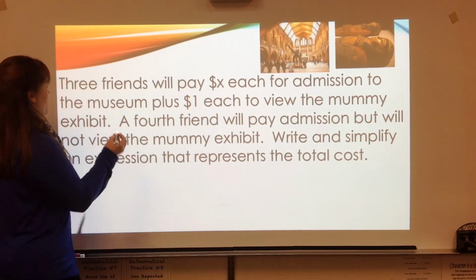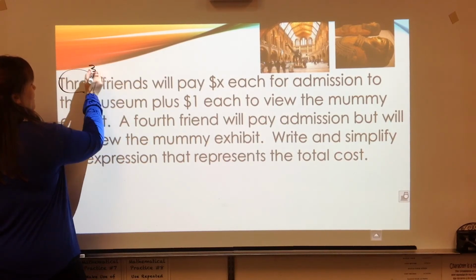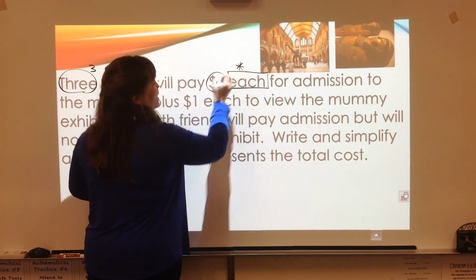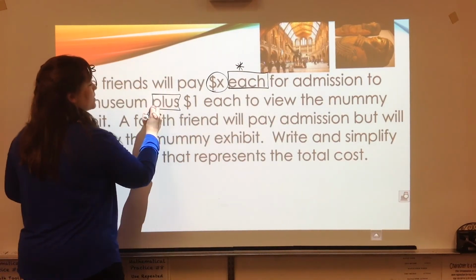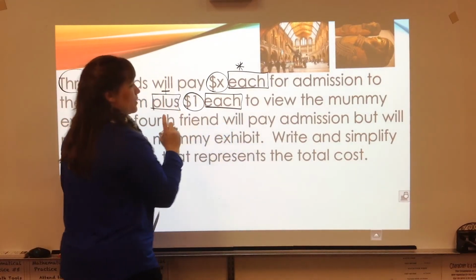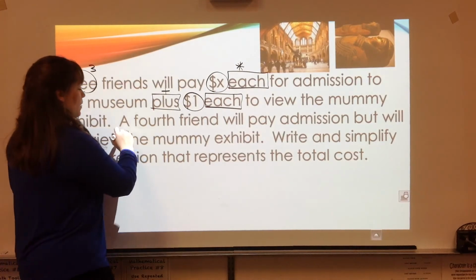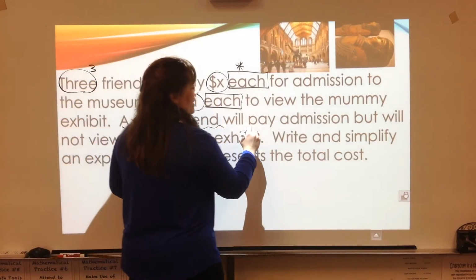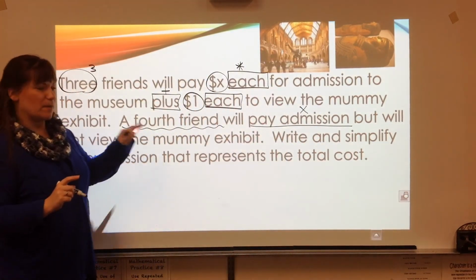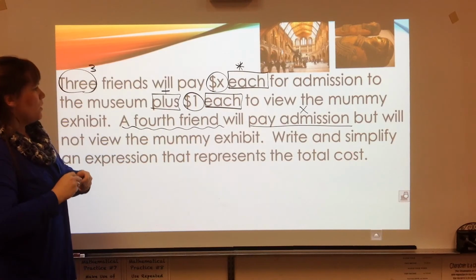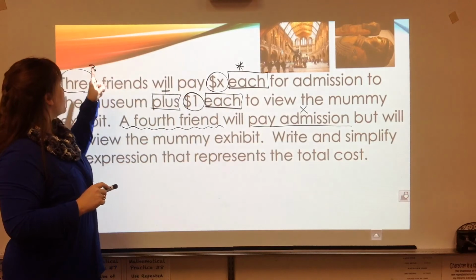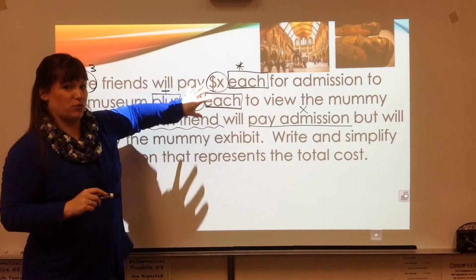So let's mark up our word problem. 3 friends, that's important, will pay X each, that means multiply, for admission, plus $1 each to view the mummy exhibit. A 4th friend will pay admission, which is X, but will not view the mummy exhibit. So there's these 2 words each. We have $1, we have X, and there's 3 of them that have that situation.